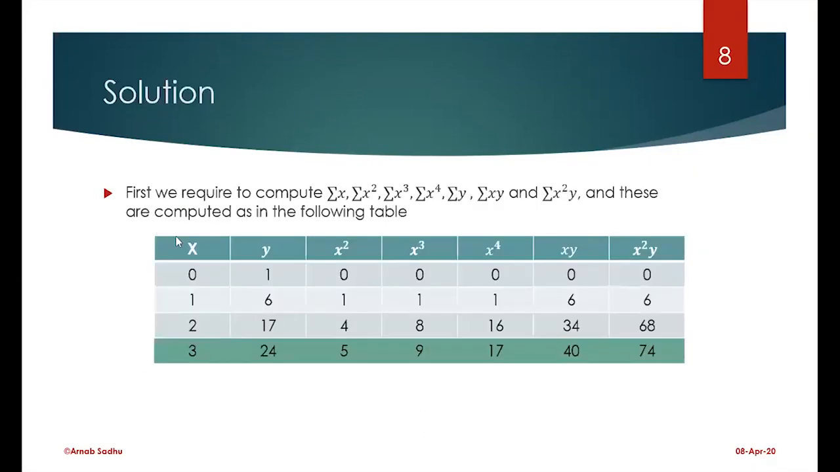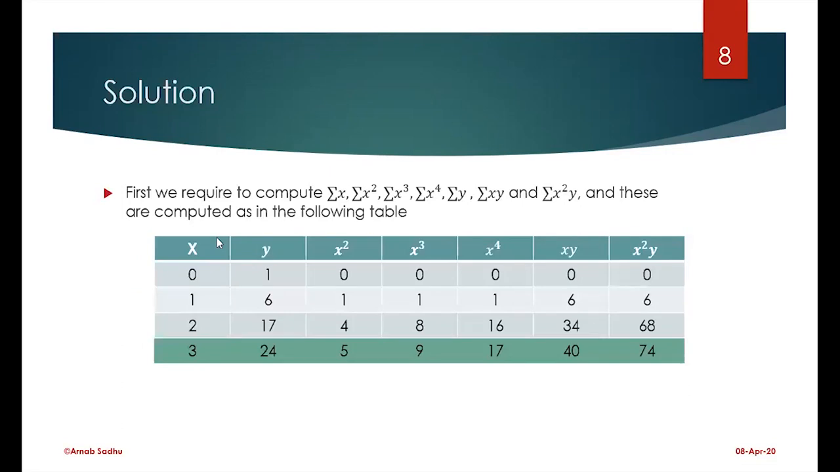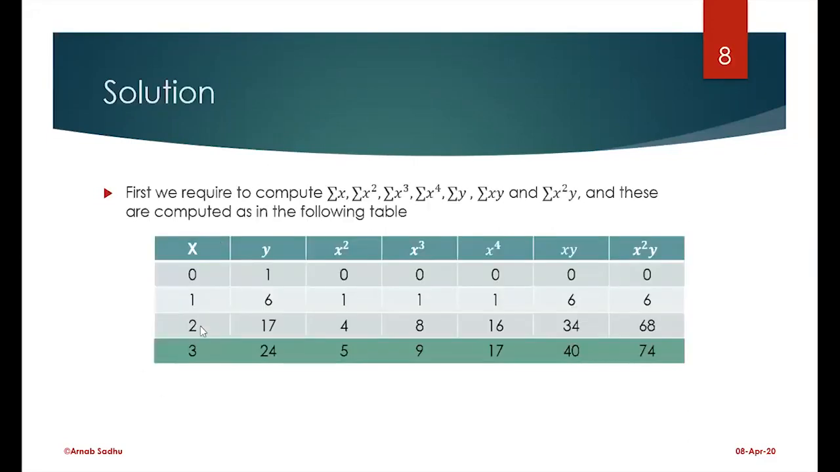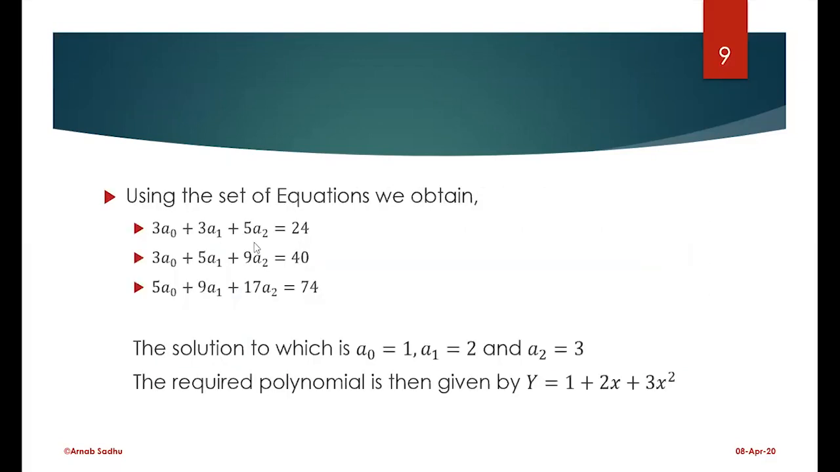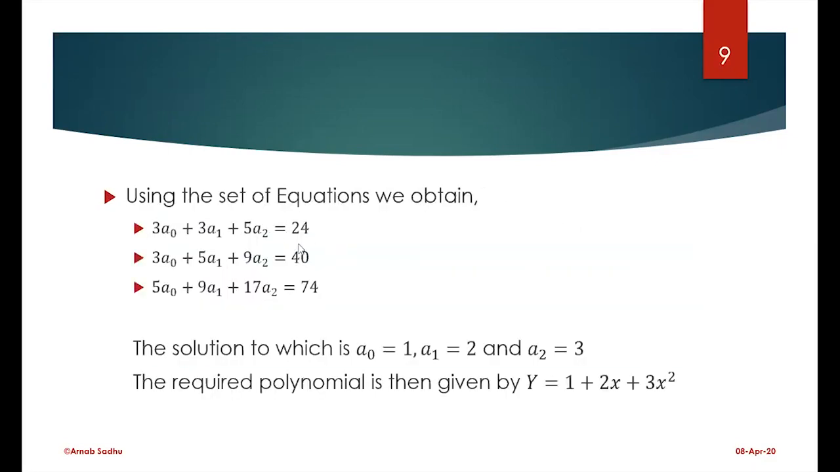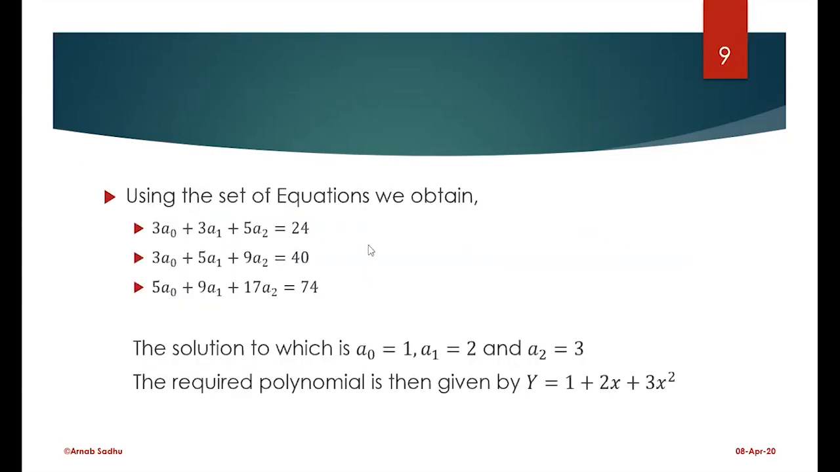So what was the value of m? m was 3, because 3 data points were there. So m a0 plus summation of xi into a1. Summation of xi was 3, so it will be 3 into a1. Summation of x square into a2, 5 a2 is equal to summation of y, 24. So this is the first equation that you get.